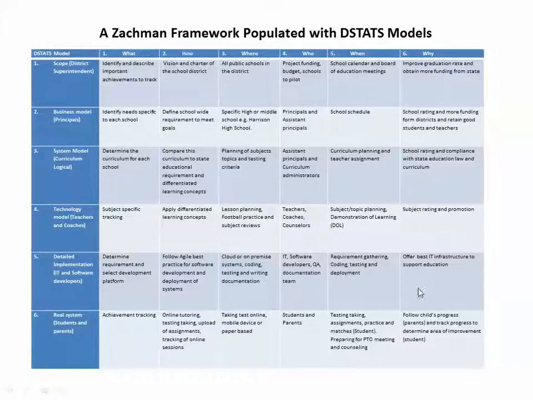For the IT, they want to focus on their infrastructure for the education in a centralized environment, while the students and their parents can follow what the student is doing, and the student can track his own progress over time. So this matrix is able to show how Zachman can be applied across, as all the stakeholders can see their own roles across the system.